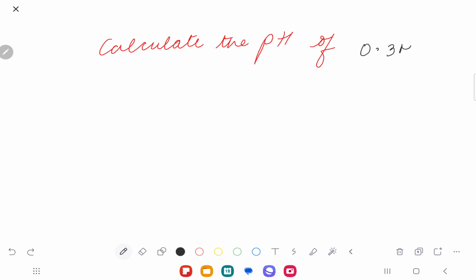Let's suppose I calculate the pH of 0.3 molar Al(OH)3. Calculate the pH of 0.3 molar Al(OH)3, assuming complete dissociation.